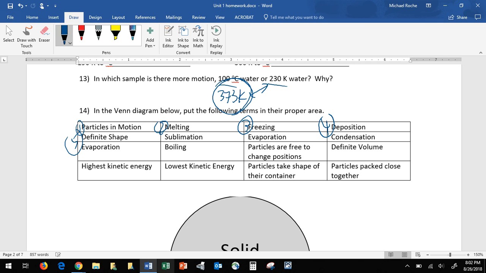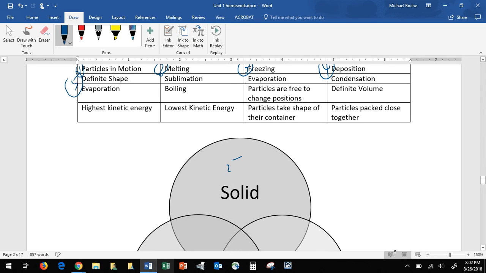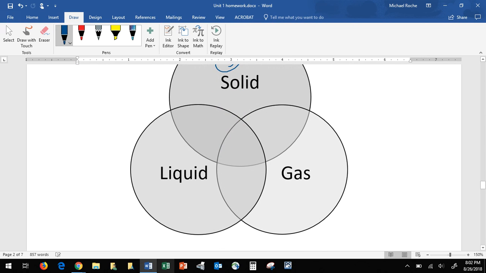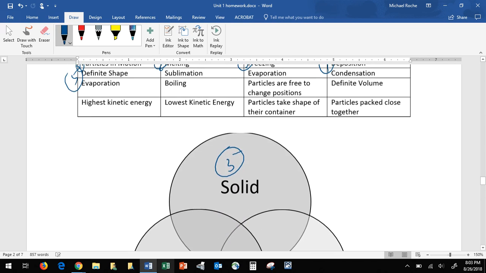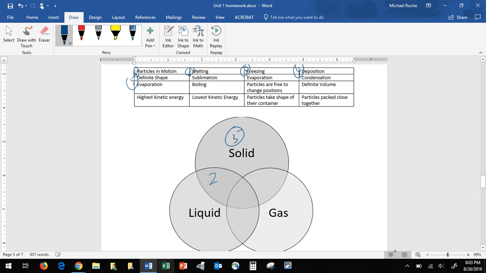So definite shape. Only solids have definite shape, so you would only put that there. Melting is the difference between a liquid and a solid, so you would put melting here. What number did I give melting to? So that would be a 2 would go there, and then freezing is liquid to solid as well, so that would be a 3. It would go between the liquid and solid. Deposition is when you turn gas to solid, right? It's going that way, I'm pretty sure.